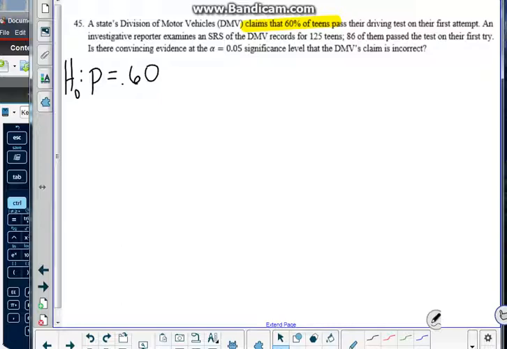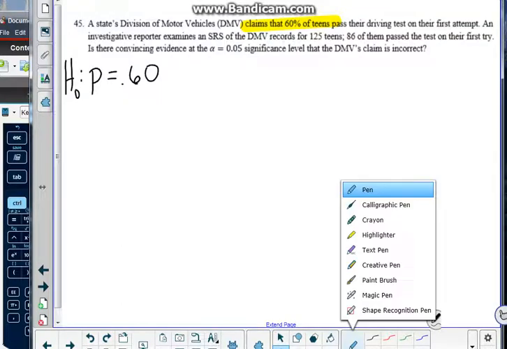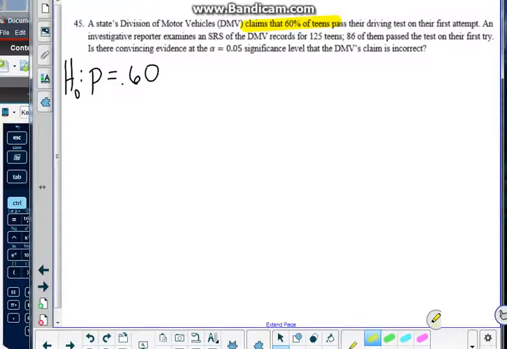Investigative reporter takes an SRS, so we know that our random condition is satisfied. We have a sample size of 125 teens, and I think about, well, who's my population then? If any state's going to have more than 1,250 teens, so my 10% condition is to be satisfied, I just need to write it out. 86 of those teens pass, so there's going to be my P hat. And I'm looking at a confidence or a significance level of 0.05.